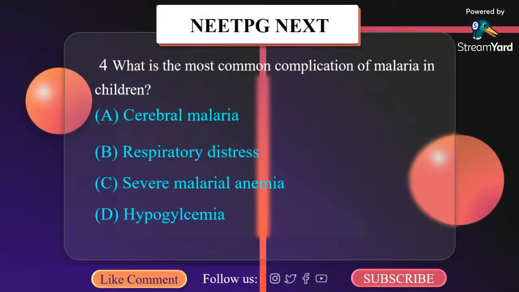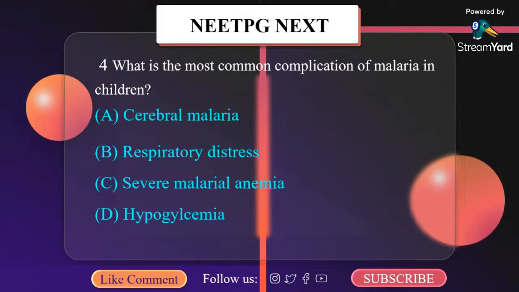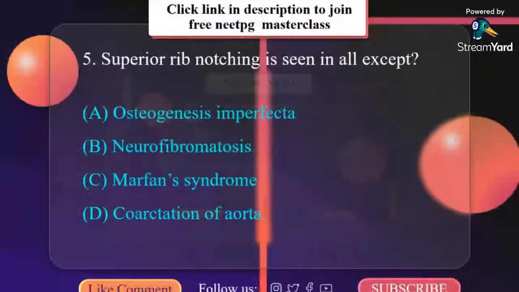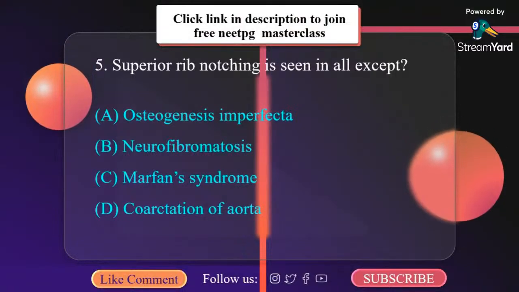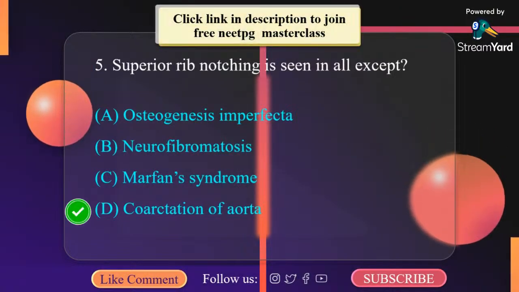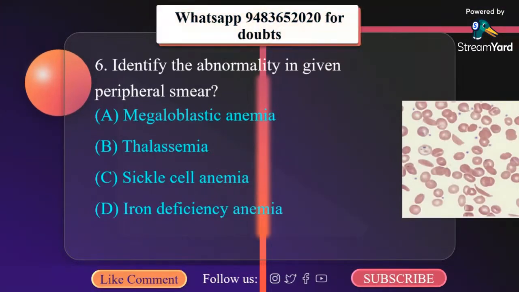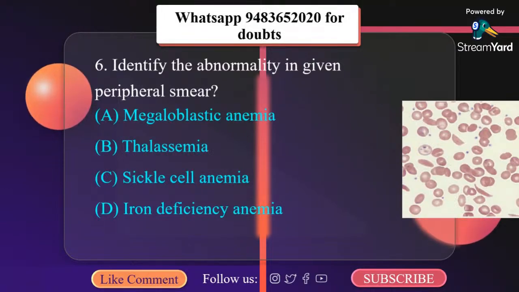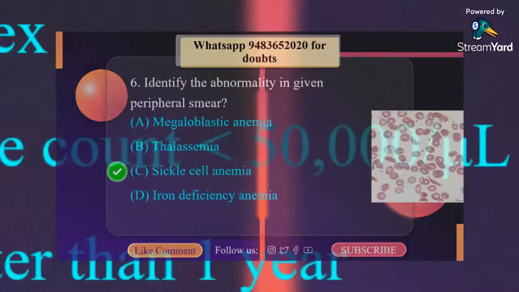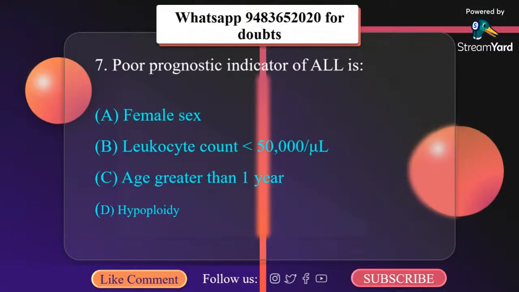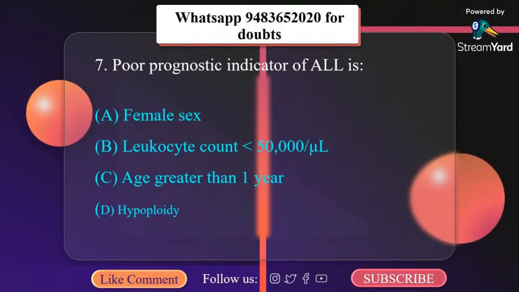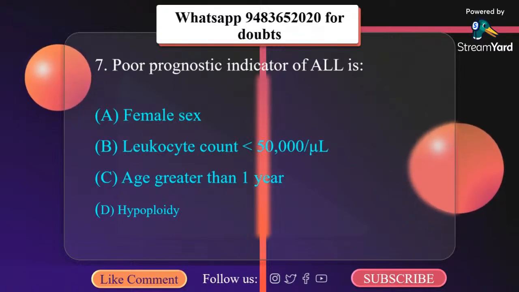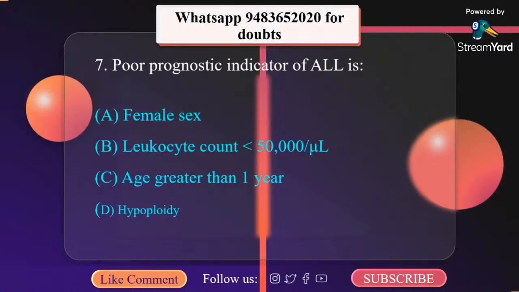What is the most common complication of malaria in children? Severe malaria. Peripheral smear is sickle cell anemia. Poor prognostic indicator of ALL is A. Female sex, B. Leukocyte count less than 50,000 per microliter, C. Age greater than 1 year, D. Hypodiploidy. It is hypodiploidy.